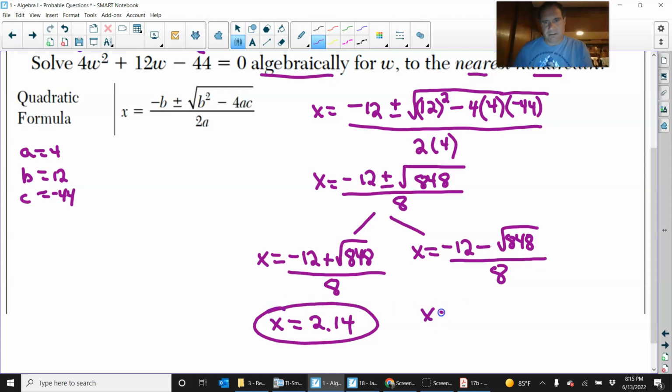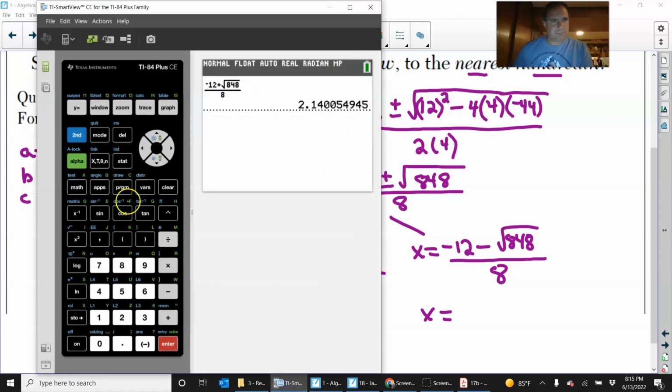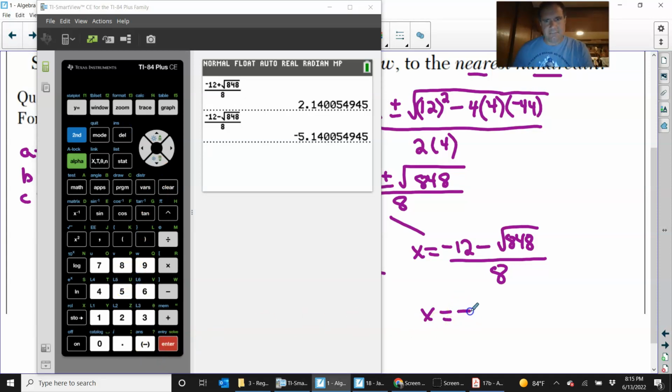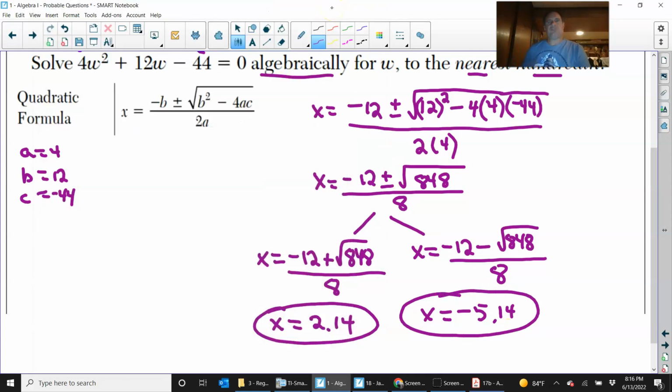Then I'm going to go over here and put this in, and alpha x gives you the little fractions there, so you could put that easily into the calculator. So it's negative 12 minus, now square root of 848. Am I doing any of this by hand? Absolutely not. Enter. It is negative 5.14. That is it. You are finished. It is finished. Done. Do not do anything by hand.